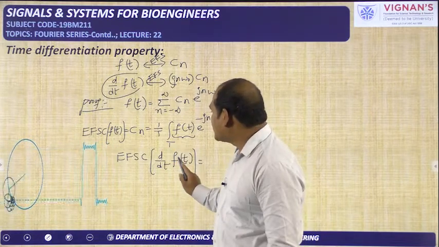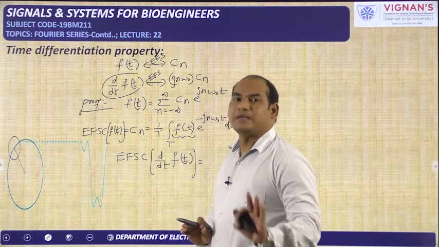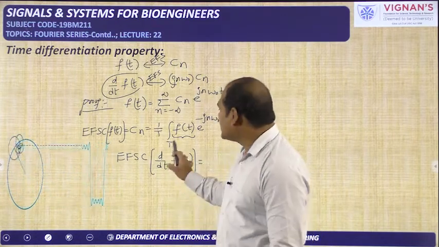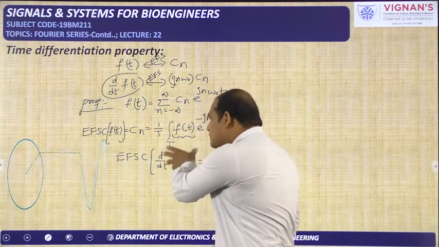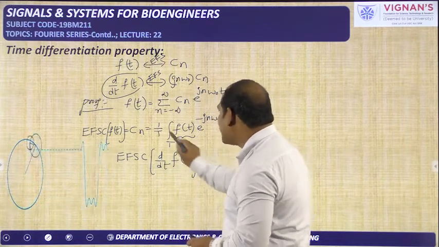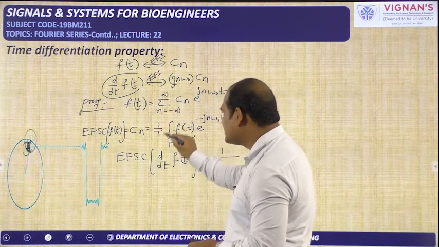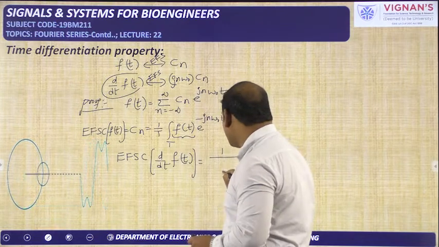Whatever the time period is for f of t, for d by dt of f of t also, the same time period is there. That means I can use capital T as the time period for d by dt of f of t. So this is the new signal for which we are calculating the coefficient. So it is equal to 1 by time period. There is no change in the time period for f of t or for d by dt of f of t. So I am writing 1 by T.